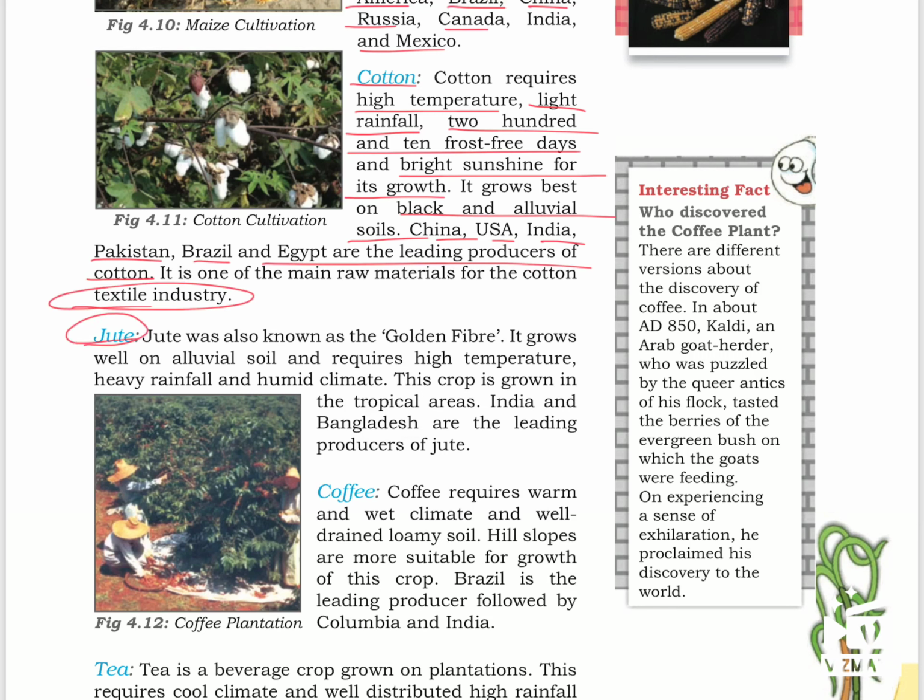Next we have jute, also known as golden fiber. It grows well on alluvial soils and requires high temperature, heavy rainfall and humid climate. This crop is grown in the tropical areas. India and Bangladesh are the leading producers of jute.